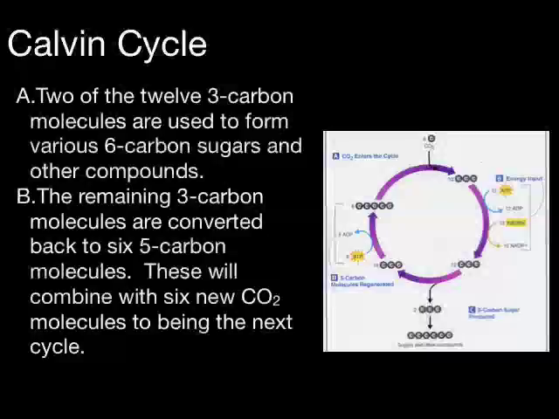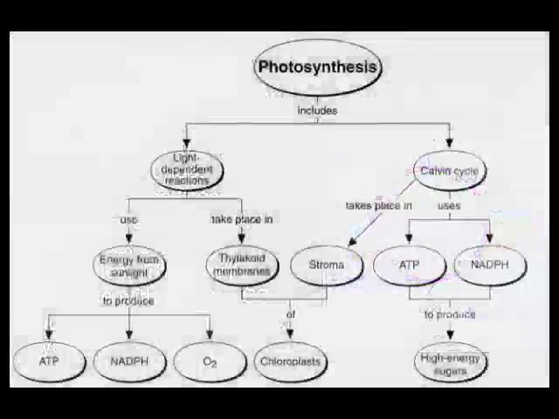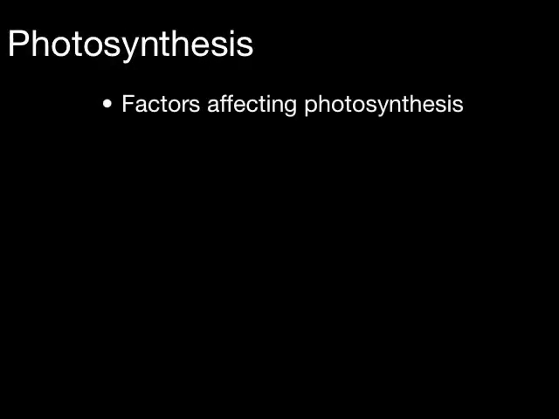Now, I understand that both the light-dependent reactions and the Calvin cycle can be a little bit confusing, so let's take a look at this flowchart here. Photosynthesis includes light-dependent reactions and the Calvin cycle. Light-dependent reactions use energy from the sunlight to produce ATP, NADPH, and oxygen. They take place within the thylakoid membranes of chloroplasts. The Calvin cycle takes place in the stroma and uses ATP and NADPH to produce high-energy sugars. These are the 2 halves that make up photosynthesis, which is the process that plants use to make energy and food for later use.